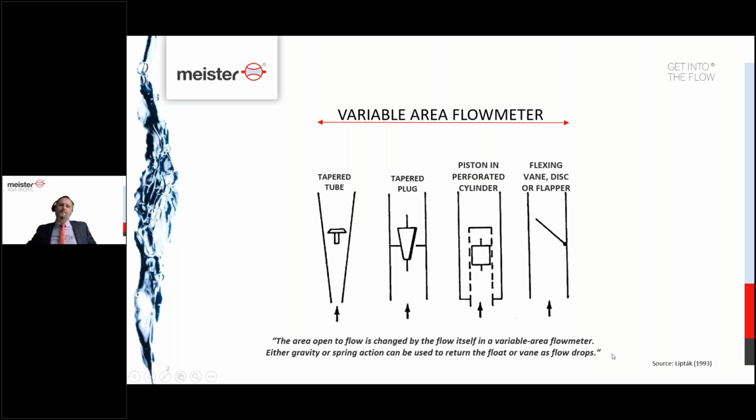Then there would be a third style, according to Liptak in his book, where the piston is in a perforated cylinder. Here would be the piston, which is again pushed up and down, and the higher it is pushed, the more water in this case could escape left and right around the float. And in his definition, also a flexing vane or disc or flapper, as he calls it, would fall under the definition of a variable area flow meter, where probably the dispute starts at the latest at this point, as not everybody would agree that these are still variable area flow meters in common language, but would rather be called disc type flow meters.